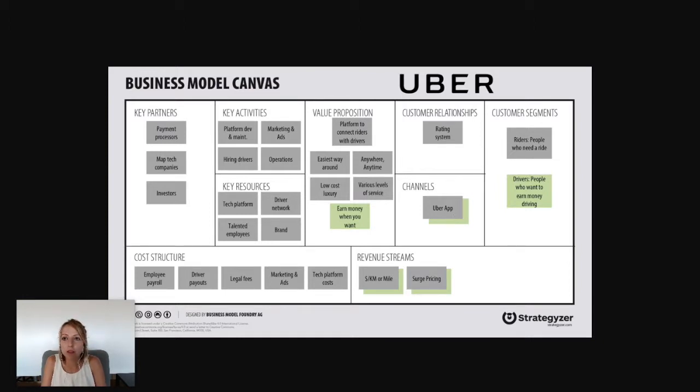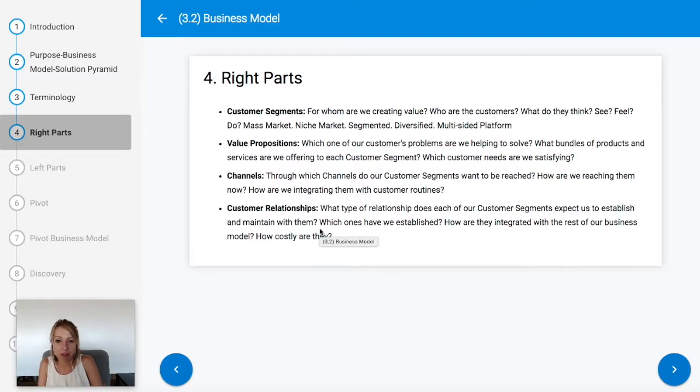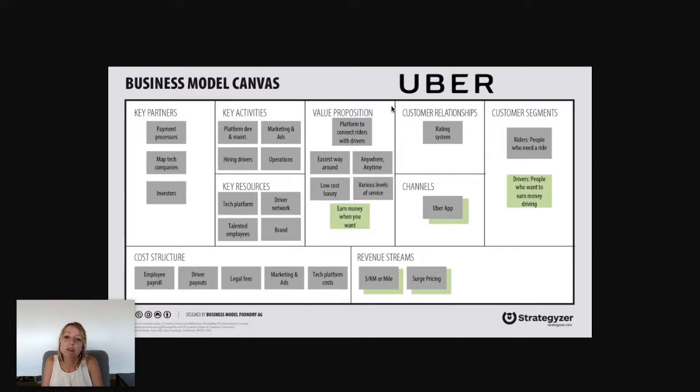Okay, we continue. We have customer relationships. This is another important part: what type of relationship does each of our customer segments expect us to establish and maintain with them? Which ones have we established and how are they integrated with the rest of our business model? How costly are they? It's very important as well to analyze the customer relationships. Now, in this case, continuing with the Uber example, it is a rating system. Okay, they want to relate to customers by doing this rating. Okay, we have this part explained.